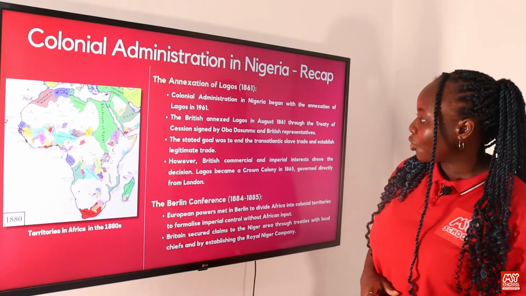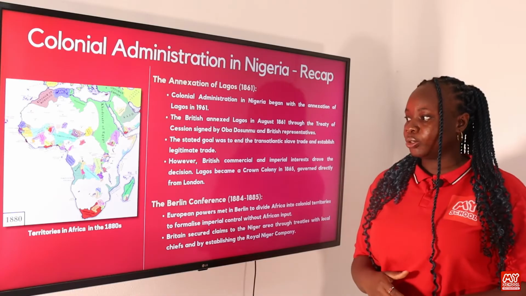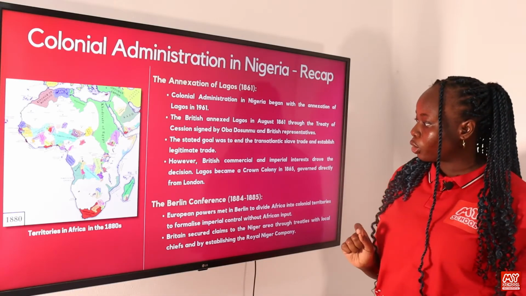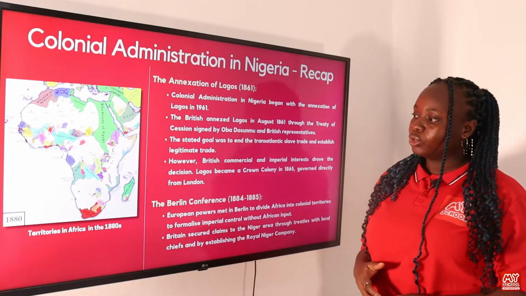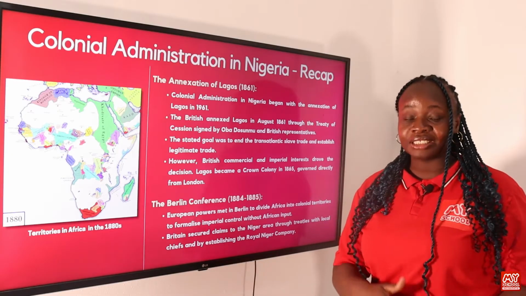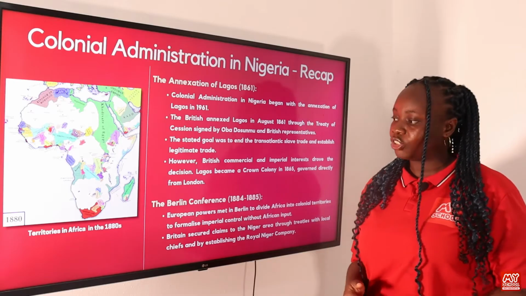So British commercial and imperial interests drove the decision. Lagos became a crown colony in 1865 and was governed directly from London. So that was the beginning of direct colonial administration in Nigeria.